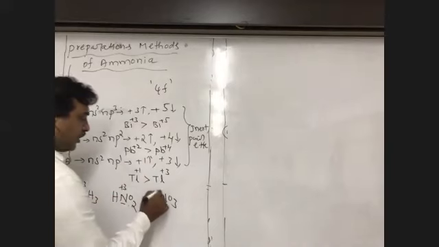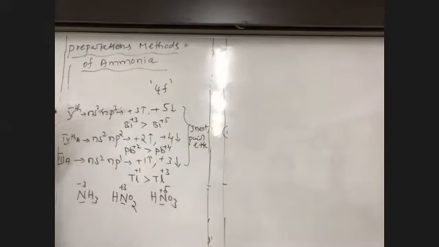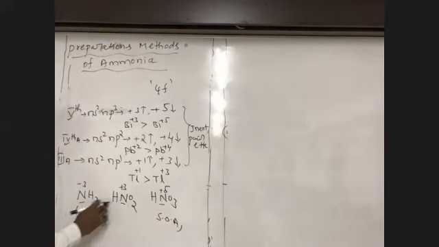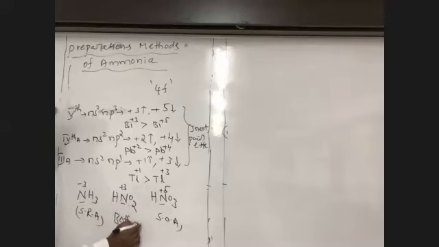In HNO3, the oxidation state of nitrogen is +5. Here, -3 indicates the minimum oxidation state and +5 indicates the maximum oxidation state. In the minimum oxidation state, it acts as a strong reducing agent. In the maximum oxidation state, it acts as a strong oxidizing agent. In between maximum and minimum, it acts as both an oxidizing agent and a reducing agent.